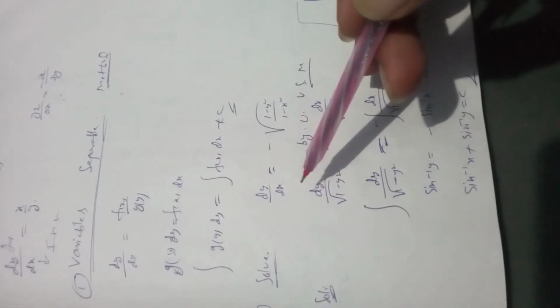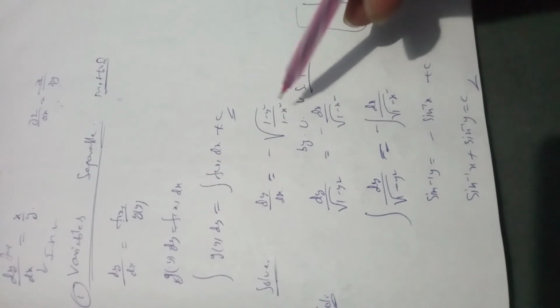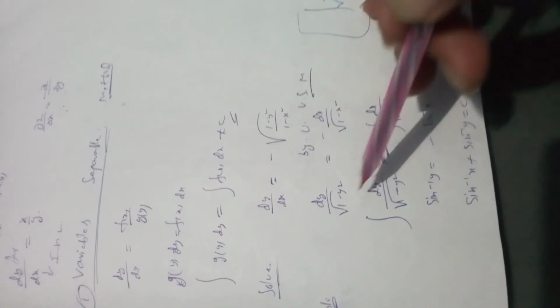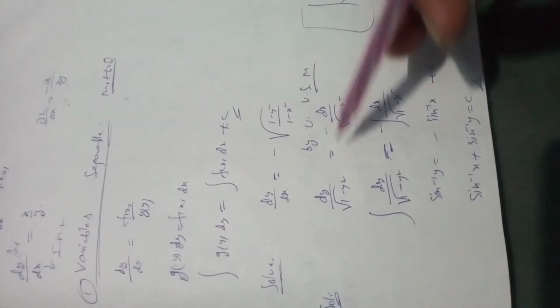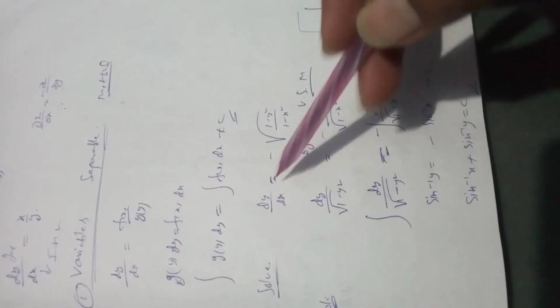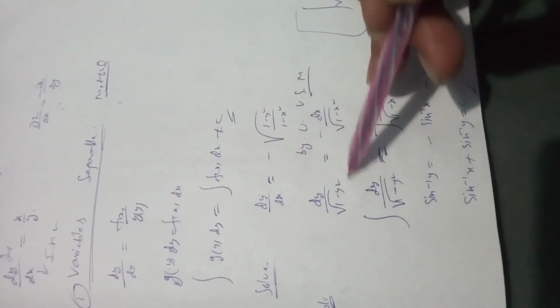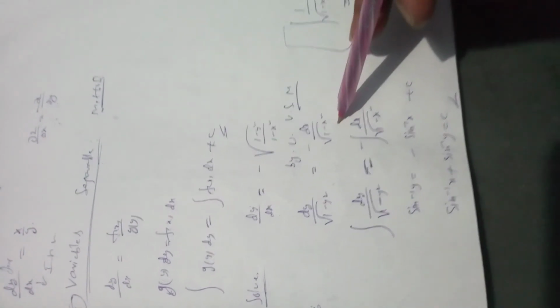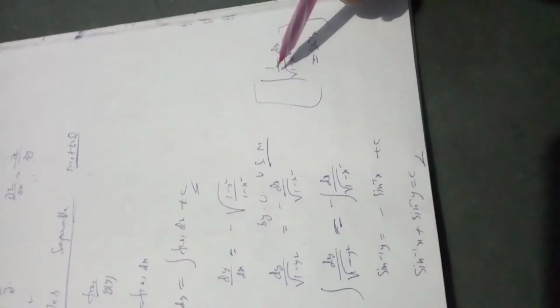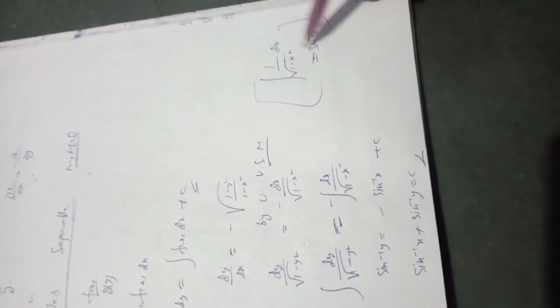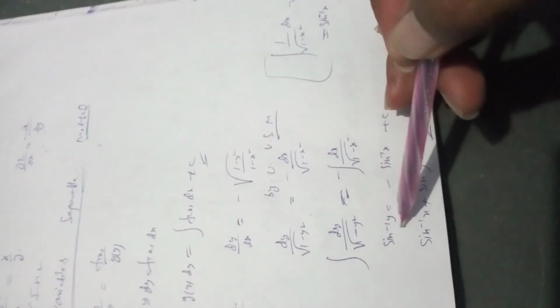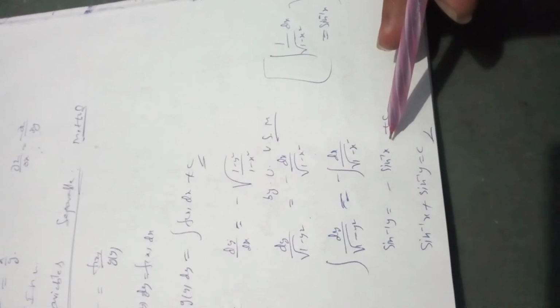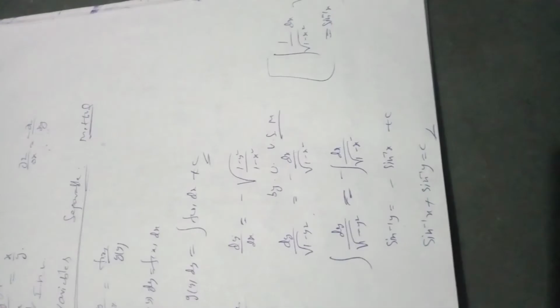Example: dy by dx equals minus under root of (1 minus y square) by (1 minus x square). Using the variable separable method, put the y terms on one side: dy by under root of 1 minus y square equals minus dx by under root of 1 minus x square. By the direct formula, the integral of 1 by under root of 1 minus x square dx is sin inverse x. So this is sin inverse y, and this is sin inverse x. Final answer: sin inverse x plus sin inverse y equals c.